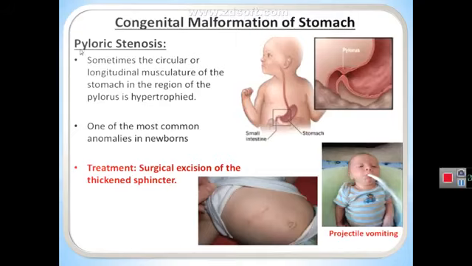Anomalies of the stomach include pyloric stenosis. Pyloric stenosis occurs when the circular, or to a lesser degree longitudinal, musculature of the stomach in the region of the pylorus is hypertrophied. It is one of the most common anomalies in newborns. The treatment is a surgical excision of the thickened sphincter.